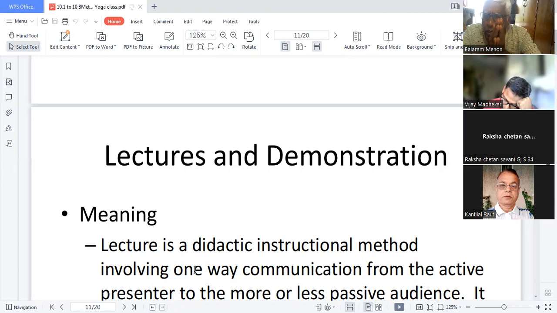In yogic terminology, the person who gives the lecture is well aware of all the asanas and pranayama, and is able to deliver it to the students. Okay.